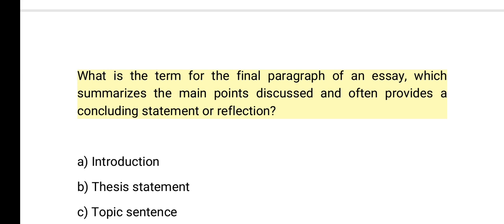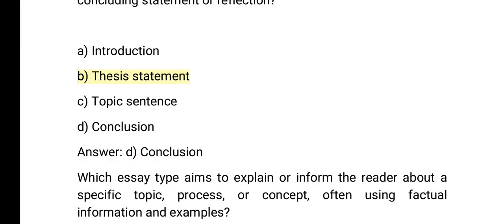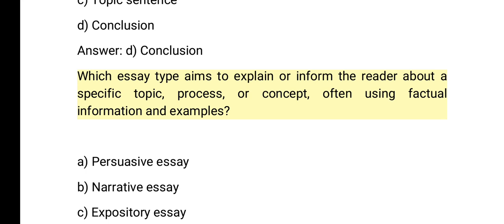A. Introduction. B. Thesis statement. C. Topic sentence. D. Conclusion. Answer: D. Conclusion. Which essay type aims to explain or inform the reader about a specific topic, process, or concept, often using factual information and examples? A. Persuasive essay.